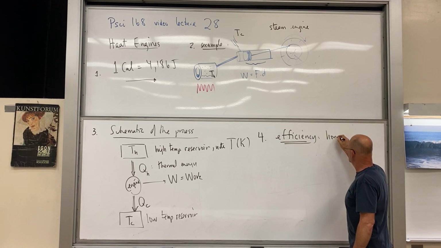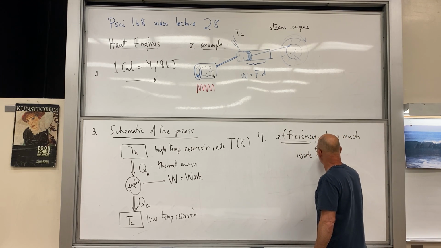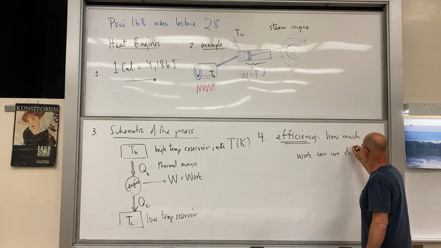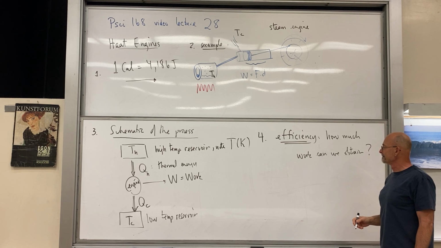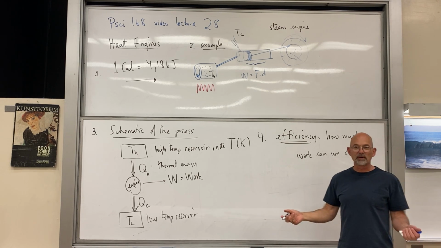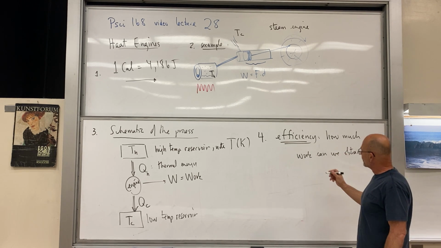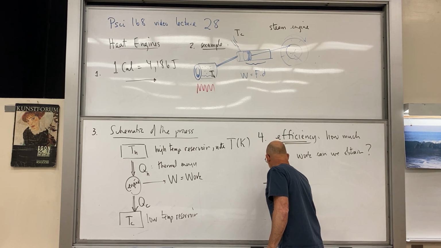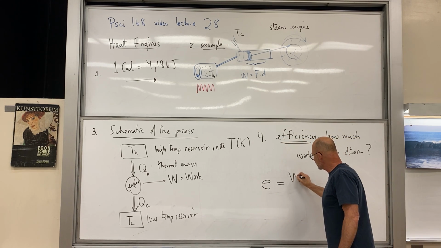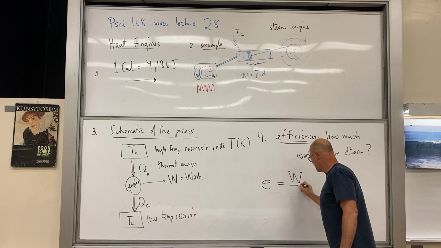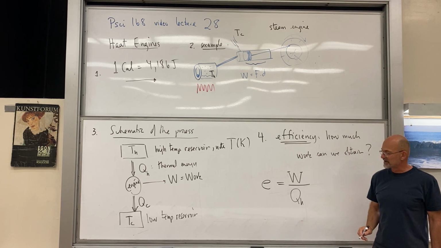How much work can we obtain? The more the better, right? It's like with an automobile, how many miles per gallon? The more the better. So I'll define the efficiency, letter E. Yeah, this is very logical. It's just the amount of work that you obtain divided by the amount of thermal energy that you put in. So that's a ratio.